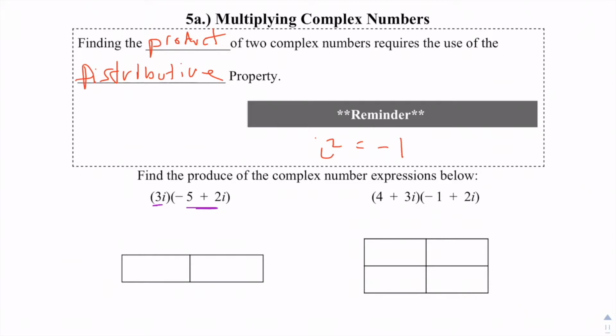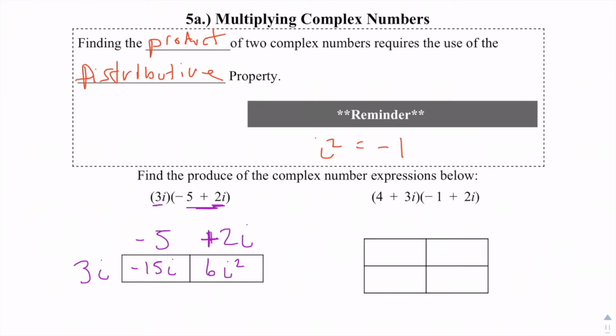So here I'm just going to use my Punnett square. I'm going to put 3i here. I'm going to put negative 5 and then positive 2i. I always like to write the sign with the second term just because it helps me remember what the sign should be inside the Punnett square. So I got 3i times negative 5. That's going to give me negative 15i. And then I have 3i times 2i, which is going to give me 6i squared.